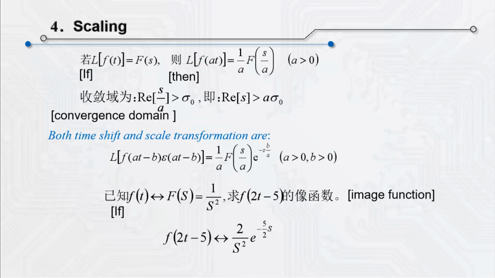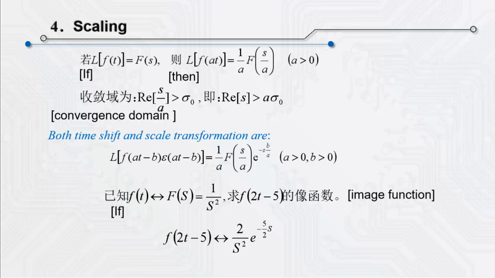If f(t) Laplace transforms to F(s), then the Laplace transform of f(at) is (1/a) F(s/a). If you combine time shift and scale transformation, the Laplace transform of f(at - b) is (1/a) F(s/a) multiplied by e^(-bs/a). Here is a case in point.